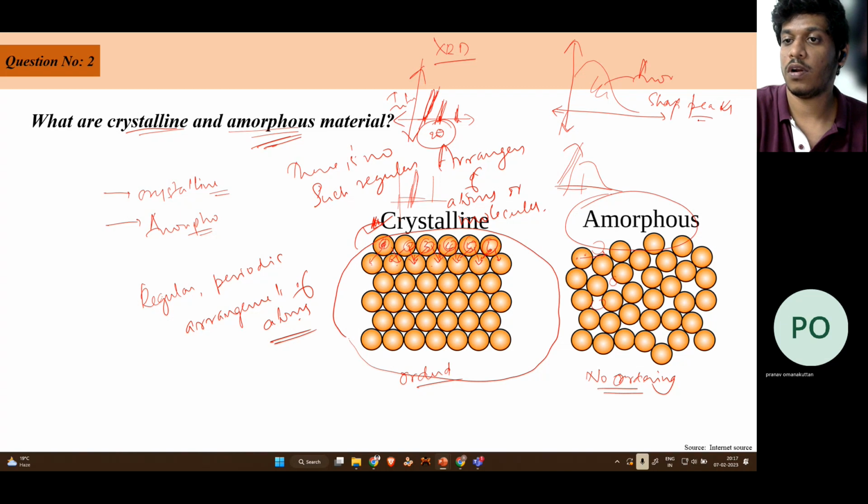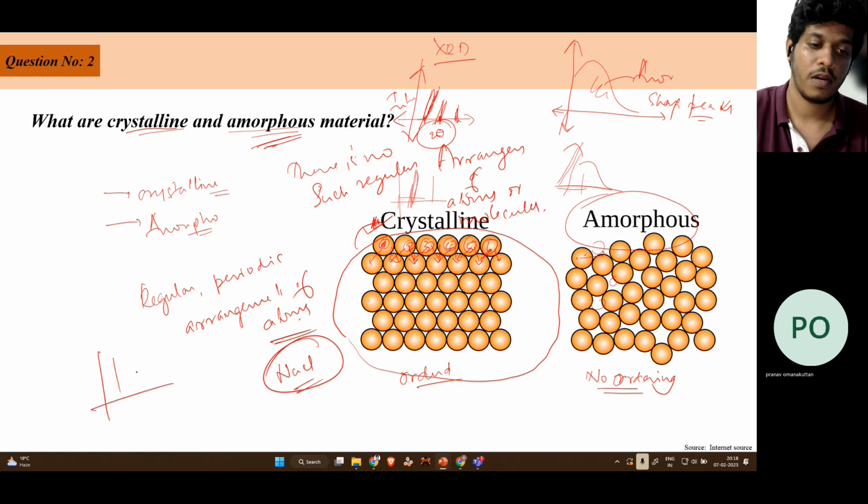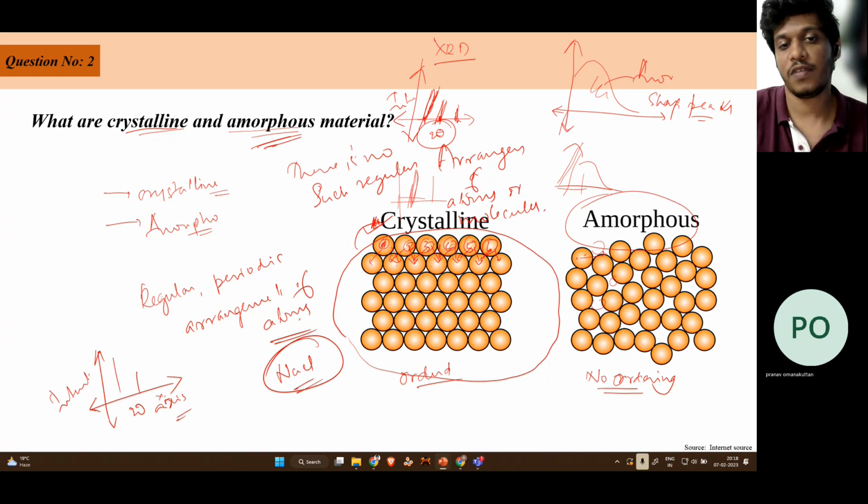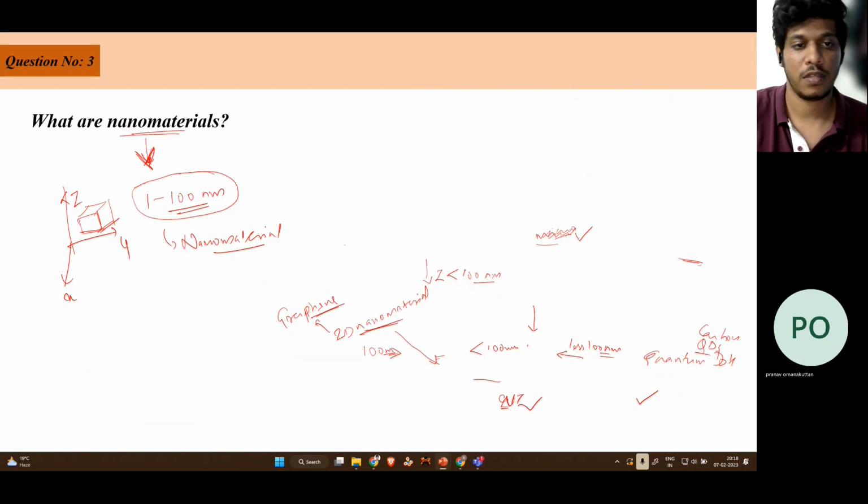This is for amorphous. So we cannot see any sharp peaks for amorphous materials. Okay, so an example of a crystalline material is NaCl, and for NaCl we get regular, proper, sharp peaks with arbitrary intensity on the y-axis and theta on the x-axis. Yeah, so this is a very basic and fundamental classification of materials.